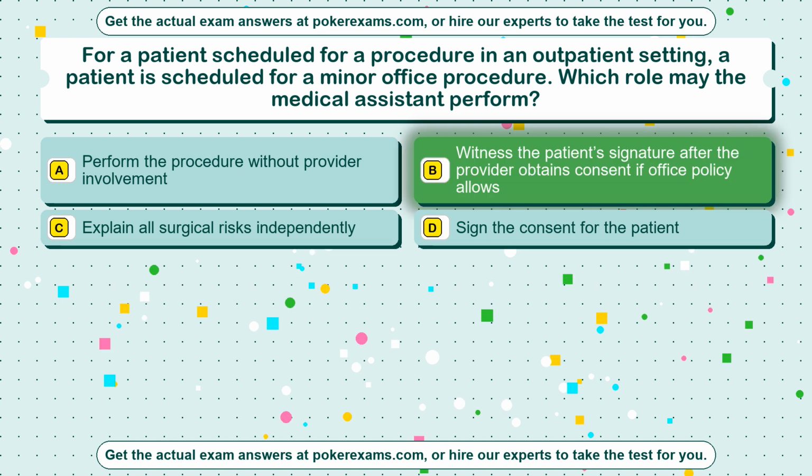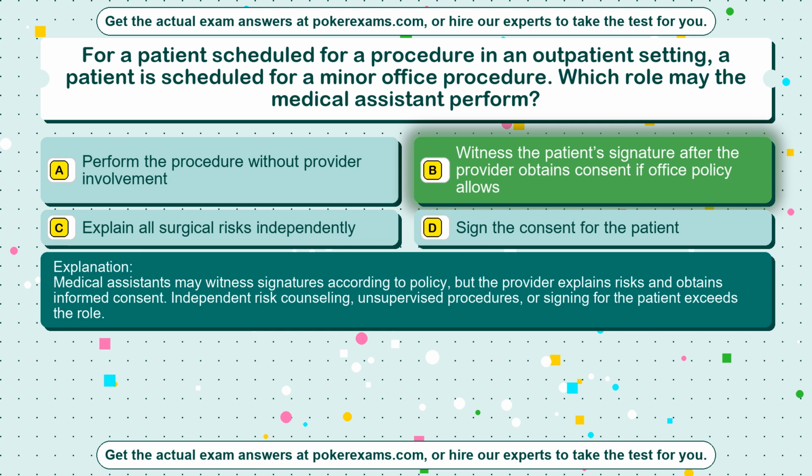The correct answer is option B, witness the patient's signature after the provider obtains consent if office policy allows. Medical assistants may witness signatures according to policy, but the provider explains risks and obtains informed consent. Independent risk counseling, unsupervised procedures, or signing for the patient exceeds the role.